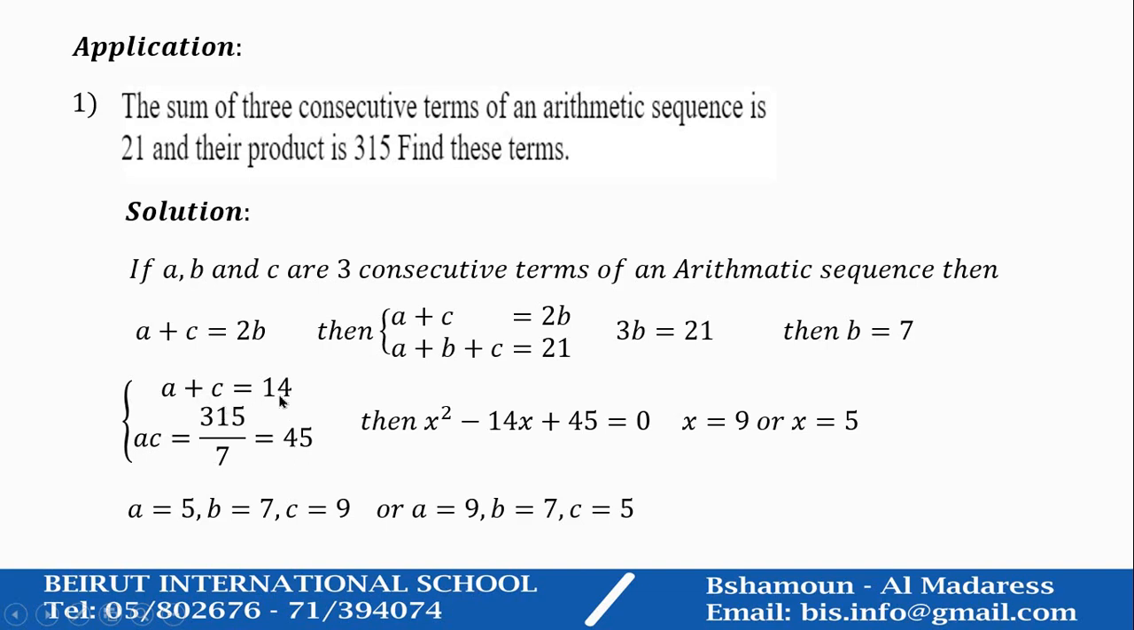I have the sum of two numbers, 14. I have the product, 45. Change it to a quadratic trinomial, x squared minus Sx plus P equals 0. Find the roots that are 9 and 5. So if A is 5, B is 7, then C is 9. Or if A is 9, B is 7, and C is 5.